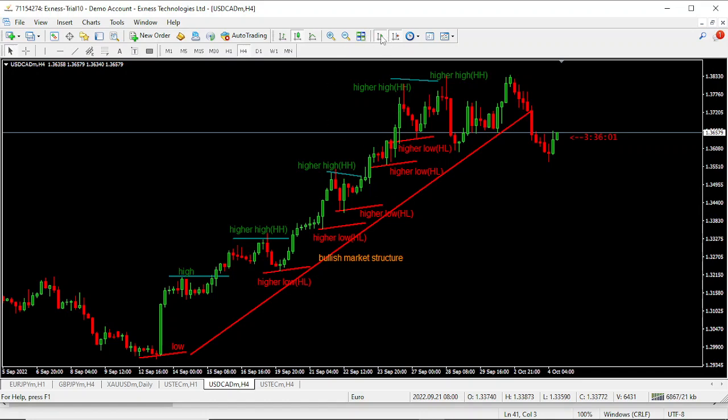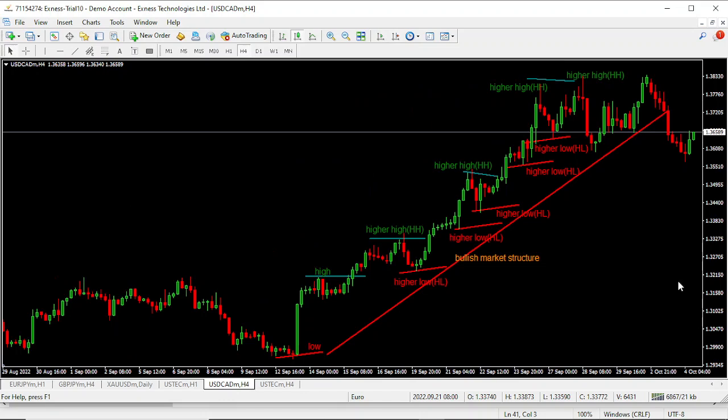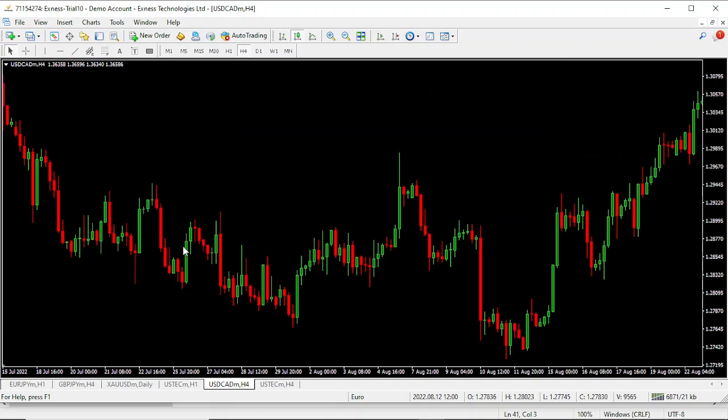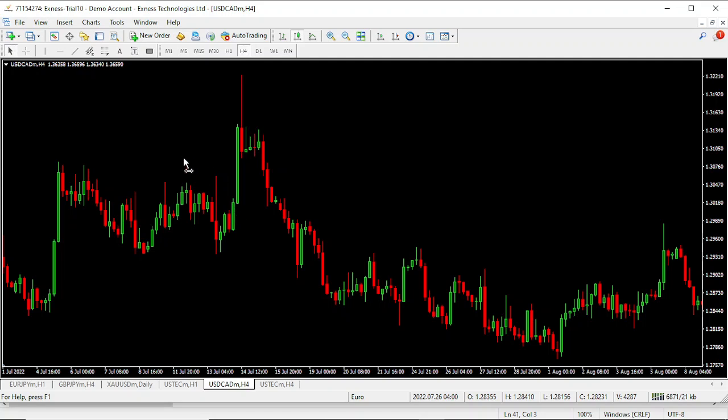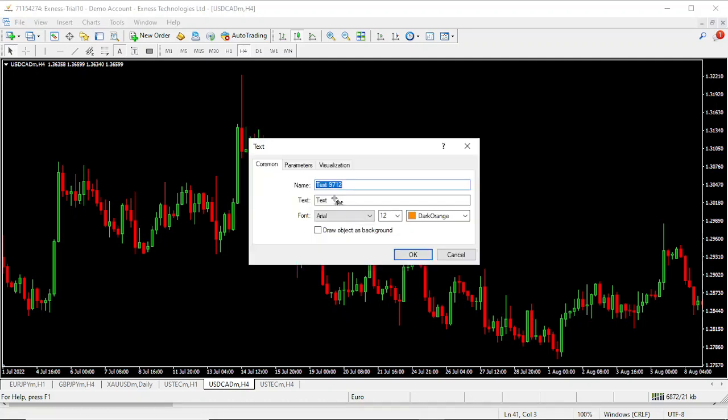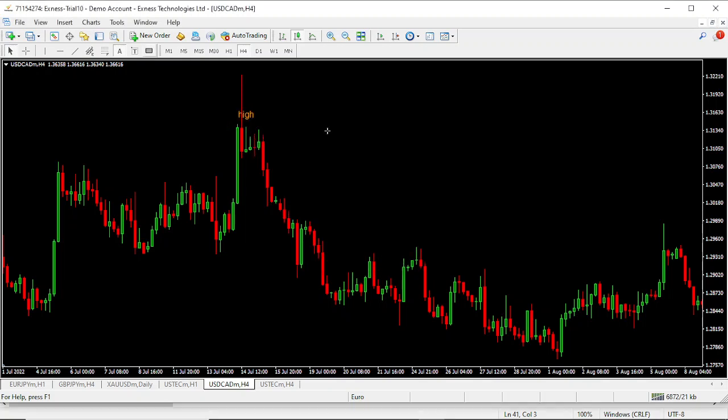So for a bearish market structure, it's the opposite of what's happening that side. There's our bearish market structure over here. First we have a high. You have a high over here. We have a high over here. Then we have a low.